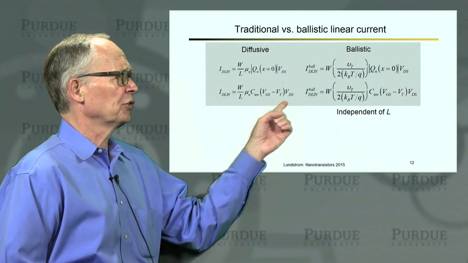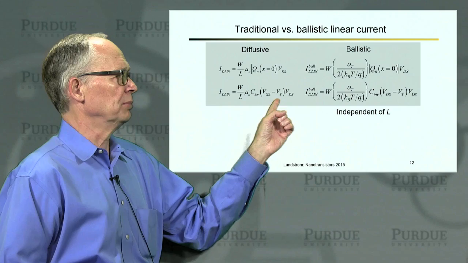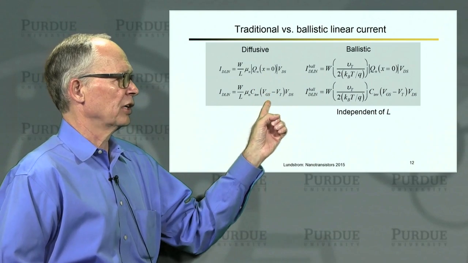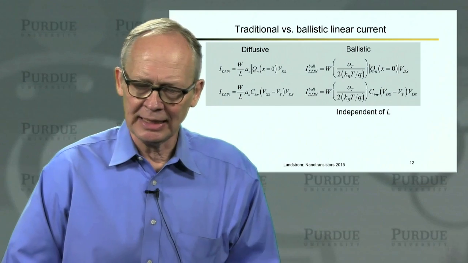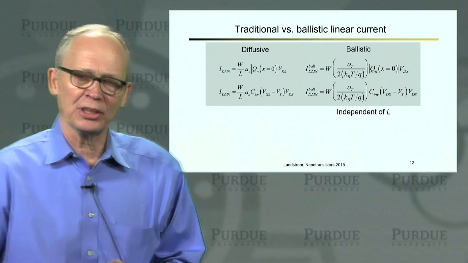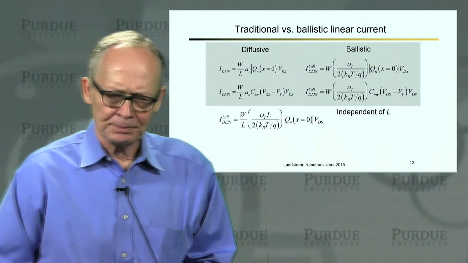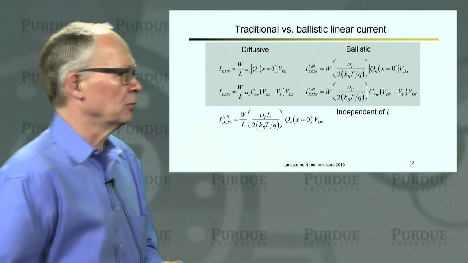Okay, so I could also express those, if I'm thinking just above threshold, I could express the charge in simple terms of C inversion times VG minus VT. So these are the two expressions that we have. They look quite different, but let's look at them a little more carefully.